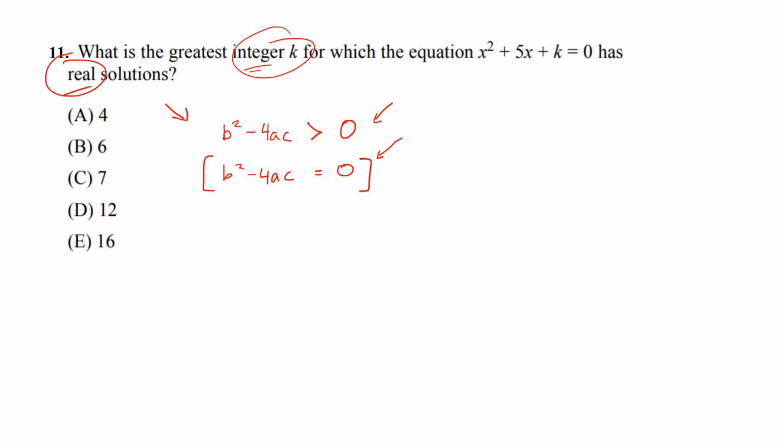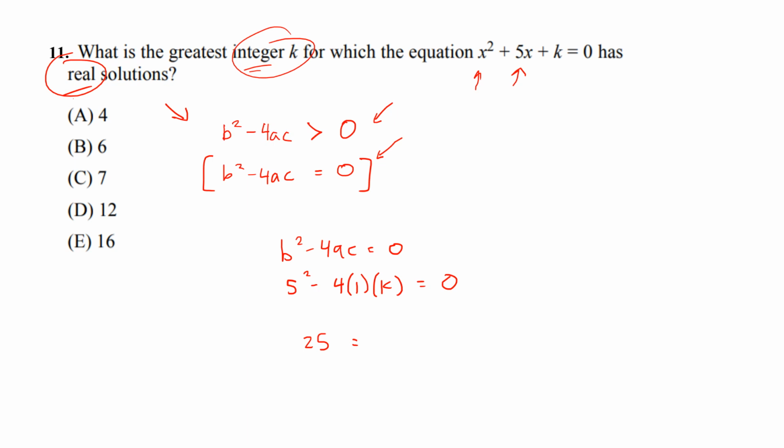The greatest integer, k. So let's do a couple things here. Let's just write out b squared minus 4ac is 0, and plug in. So b here is 5, that's this number. That's 5 squared, minus 4 times a, which is 1, times c, which is k, equals 0. Simply have to solve for k at this point. 5 squared is 25.